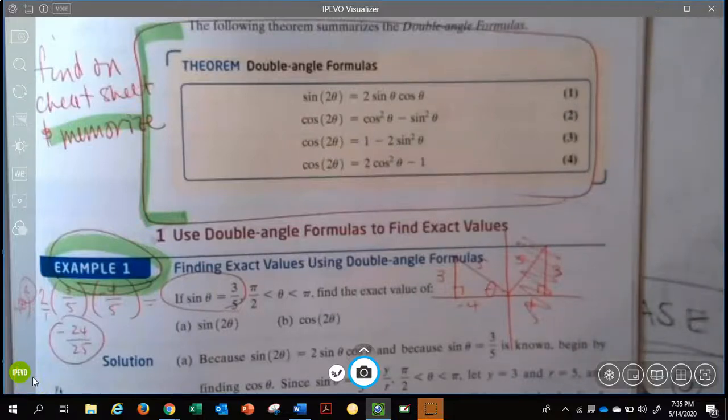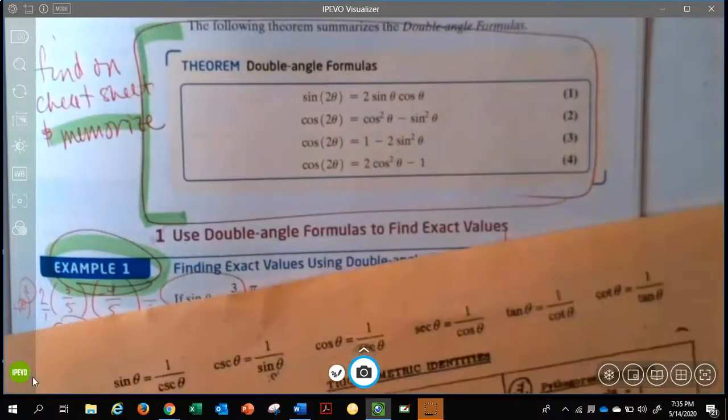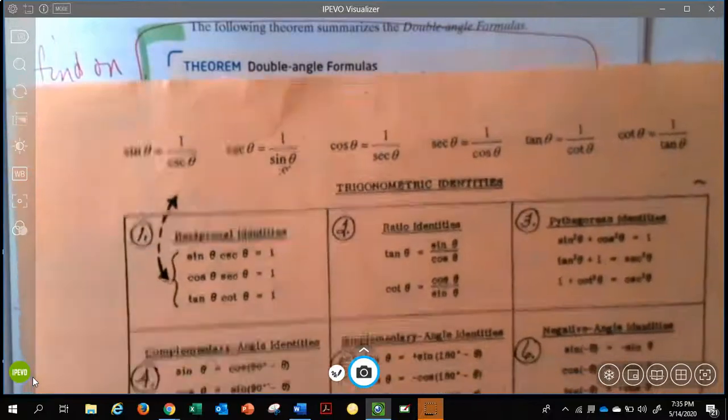We are in section 7.6. This is the section that talks about double angle formulas and half angle formulas. I'm going to work example 4 with you, but before I do, I just want to back up and repeat some stuff I'm putting in your notes.